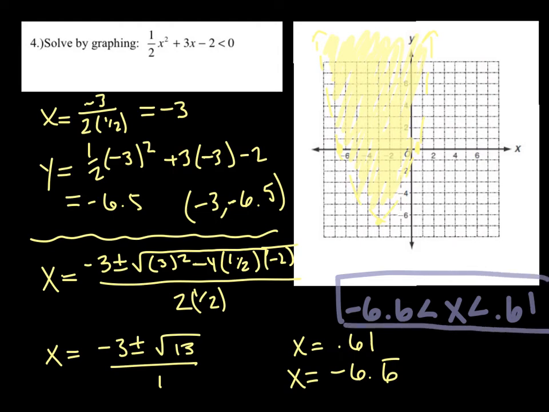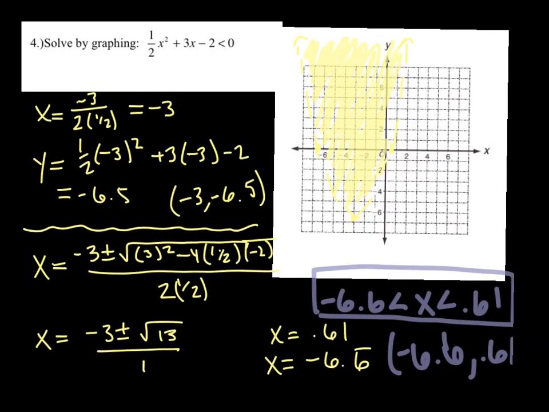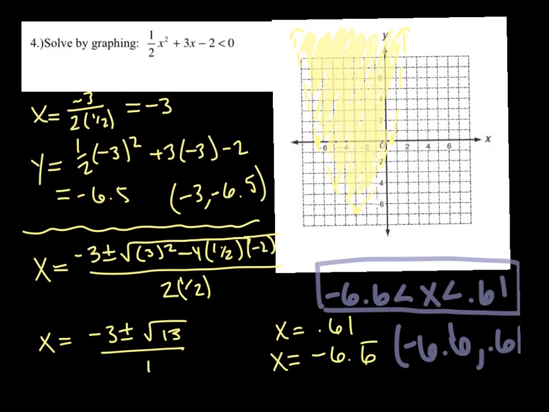And your interval notation would just be, okay, from negative 6.6 to 0.61. So inequality notation and interval notation. That shading just shows you which way your interval or your inequality is going to look. Is it in between or is it on the outside?